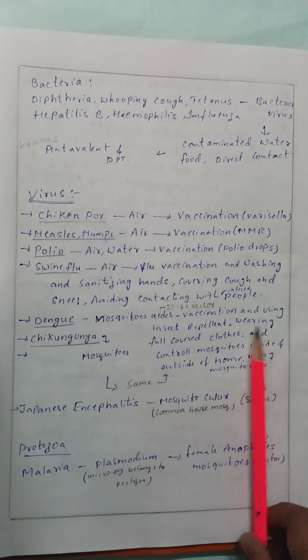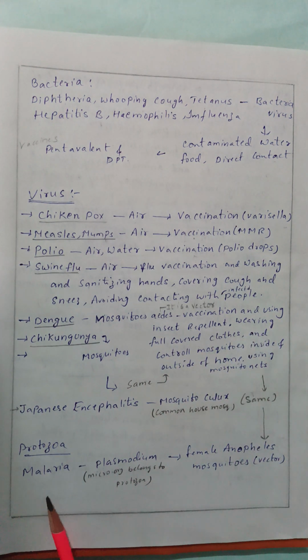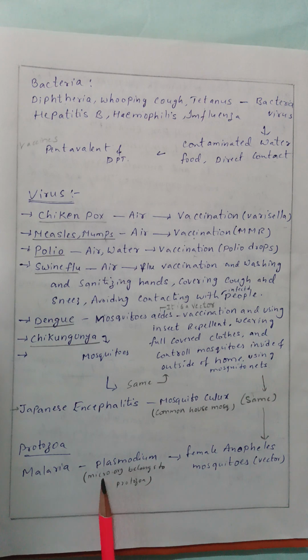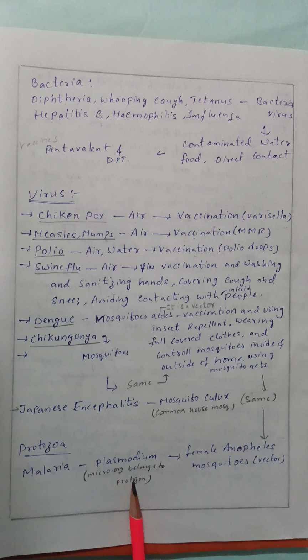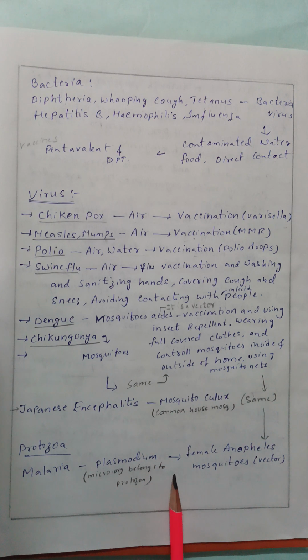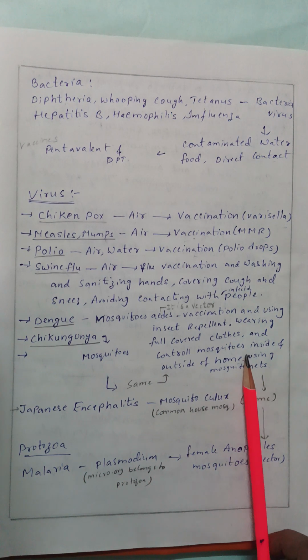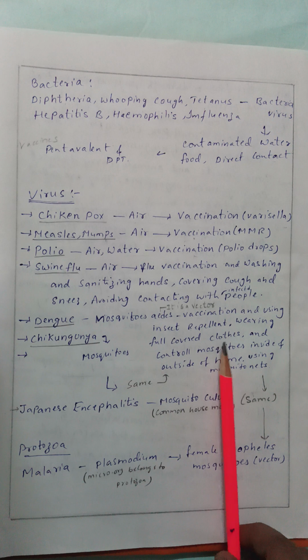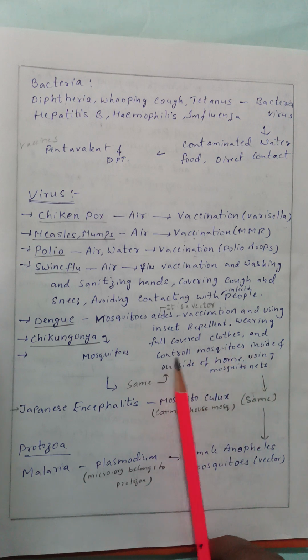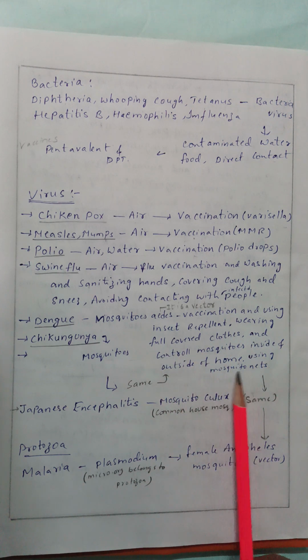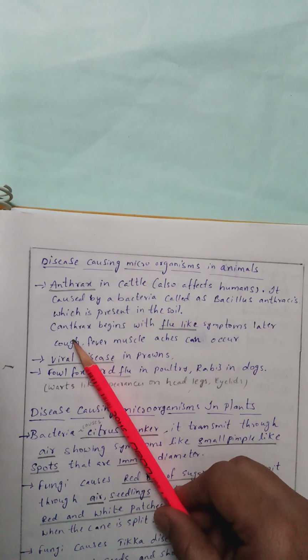repellent, wearing full covered clothes, and so on. And malaria is caused by protozoa. It is caused by Plasmodium. Plasmodium is transmitted through the female Anopheles mosquito, which is the vector. And preventive measures are the same as here: vaccination, using insect repellent, wearing full covered clothes, and controlling mosquitoes inside and outside of the home using mosquito repellents.